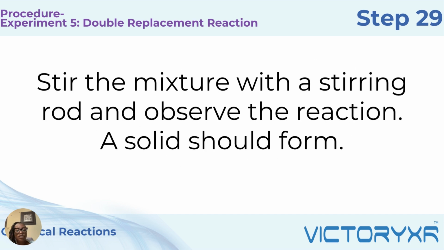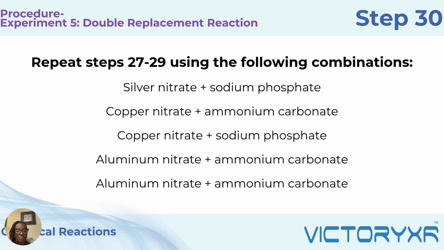You'll stir the mixture with the stirring rod and observe the reaction. A solid or precipitate should form. You can repeat these steps with silver nitrate plus sodium phosphate, copper nitrate plus ammonium carbonate, copper nitrate plus sodium phosphate, aluminum nitrate plus ammonium carbonate, and aluminum nitrate plus sodium phosphate. In a double replacement reaction, remember you start with 2 substances like silver nitrate plus sodium phosphate, and you'll leave with silver phosphate and sodium nitrate.